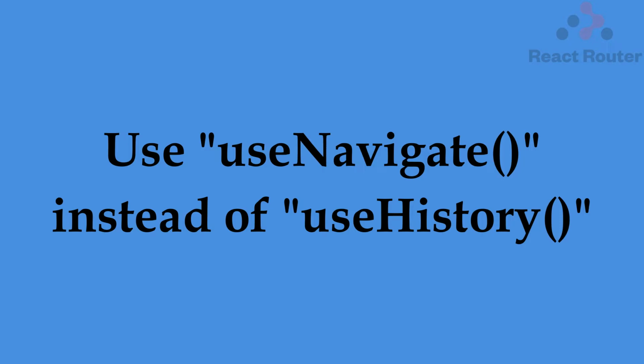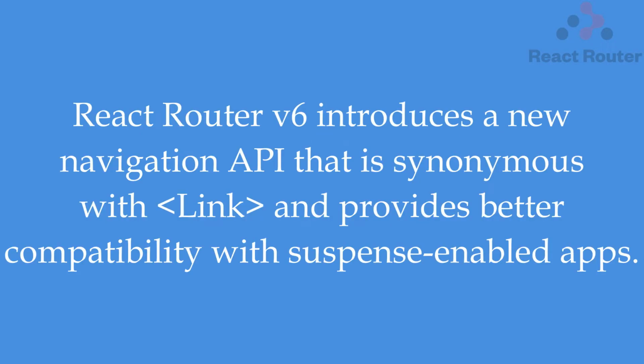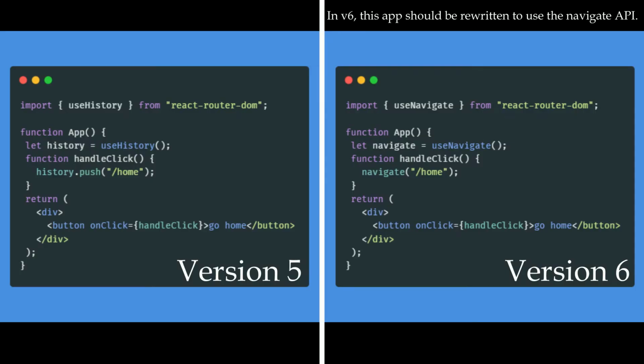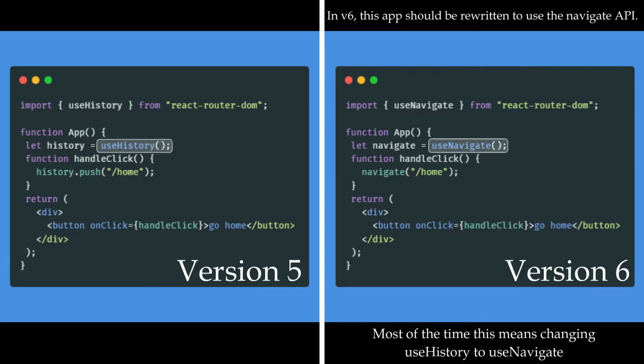The next important change is that we don't have useHistory now. We use useNavigate instead. React Router version 6 introduces a new navigation API that is synonymous with Link and provides better compatibility with Suspense-enabled apps. In version 6, your app should be rewritten to use the navigate API. Most of the time this means changing useHistory to useNavigate.